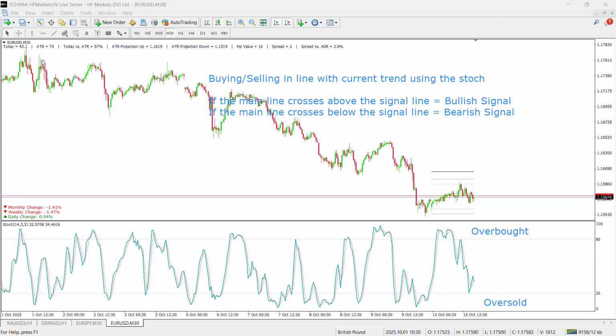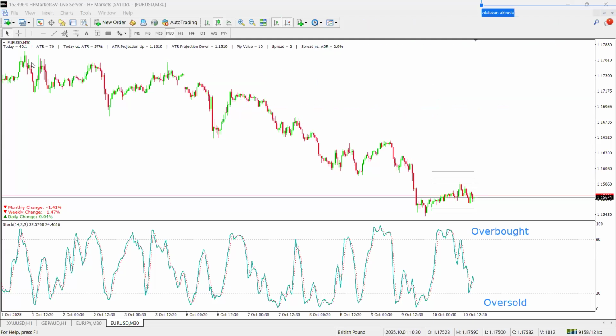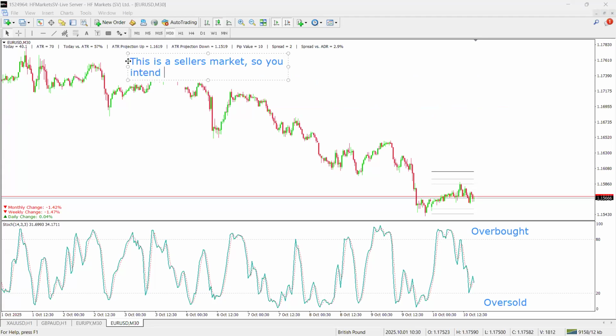Let me show you what we do. This is the best way to do it. So say, for example, this is a seller's market. This is a seller's market. So you intend to sell because Euro has some internal troubles.